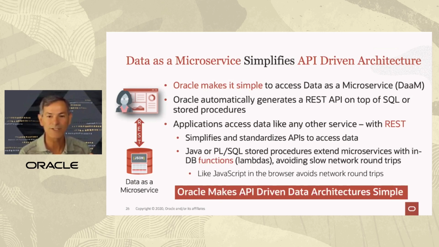So this is very much like JavaScript in the browser, which is used very commonly to avoid network round trips. So again, by using this API-driven architecture, treating data as a microservice, we make API-driven data architectures much simpler.